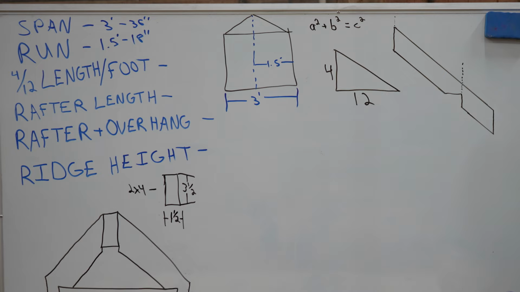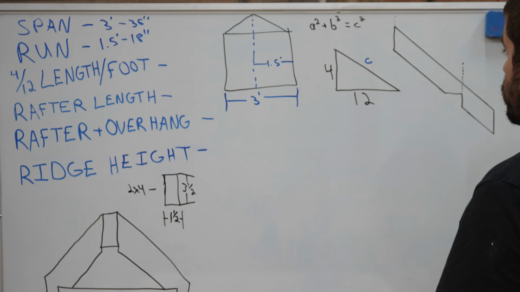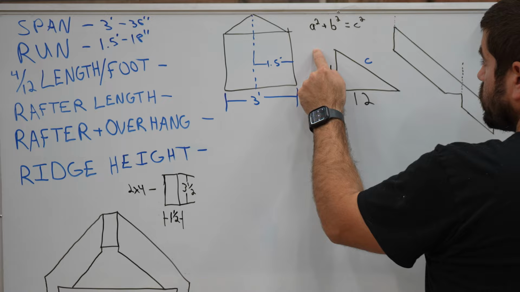Now we need to calculate how long the rafter will be. For this building, we will be using the slope of 4 in 12. This means that for every 12 inches we move on the run, the roof goes up, or rises, 4 inches. The slope is the rise over the run.